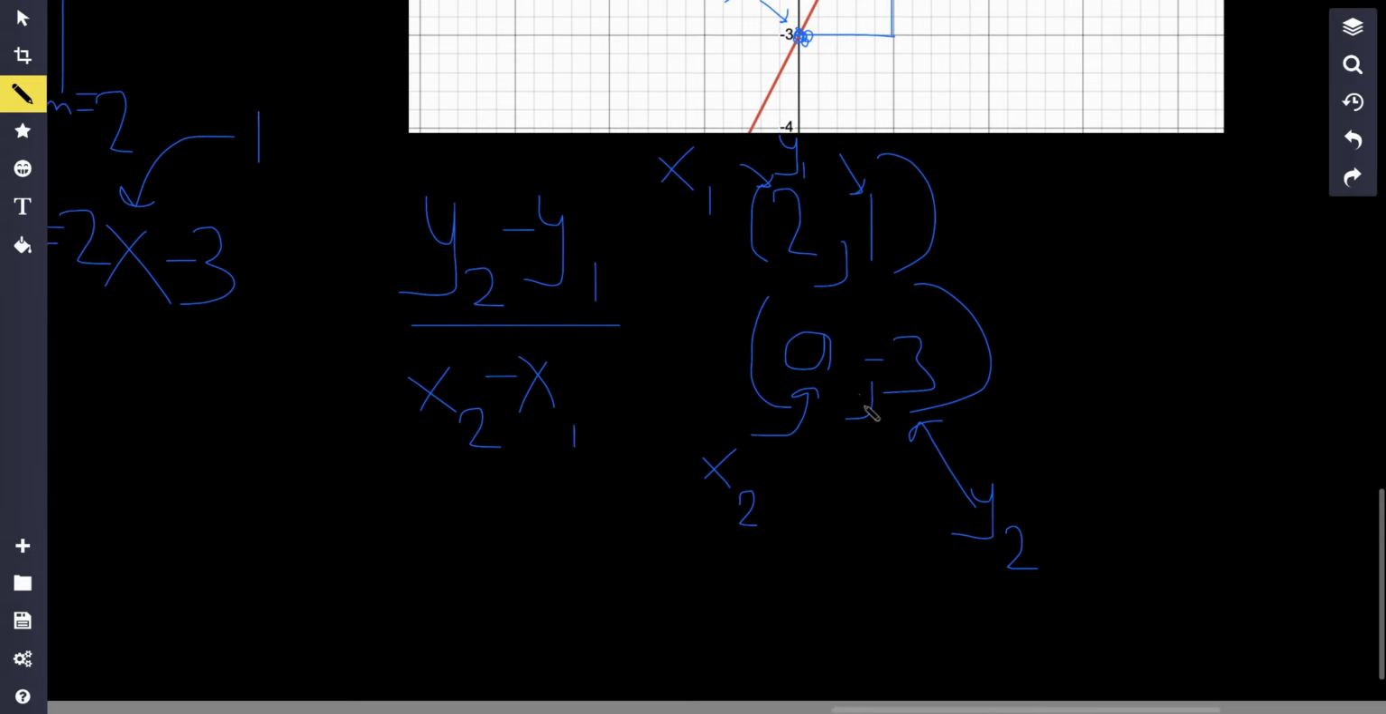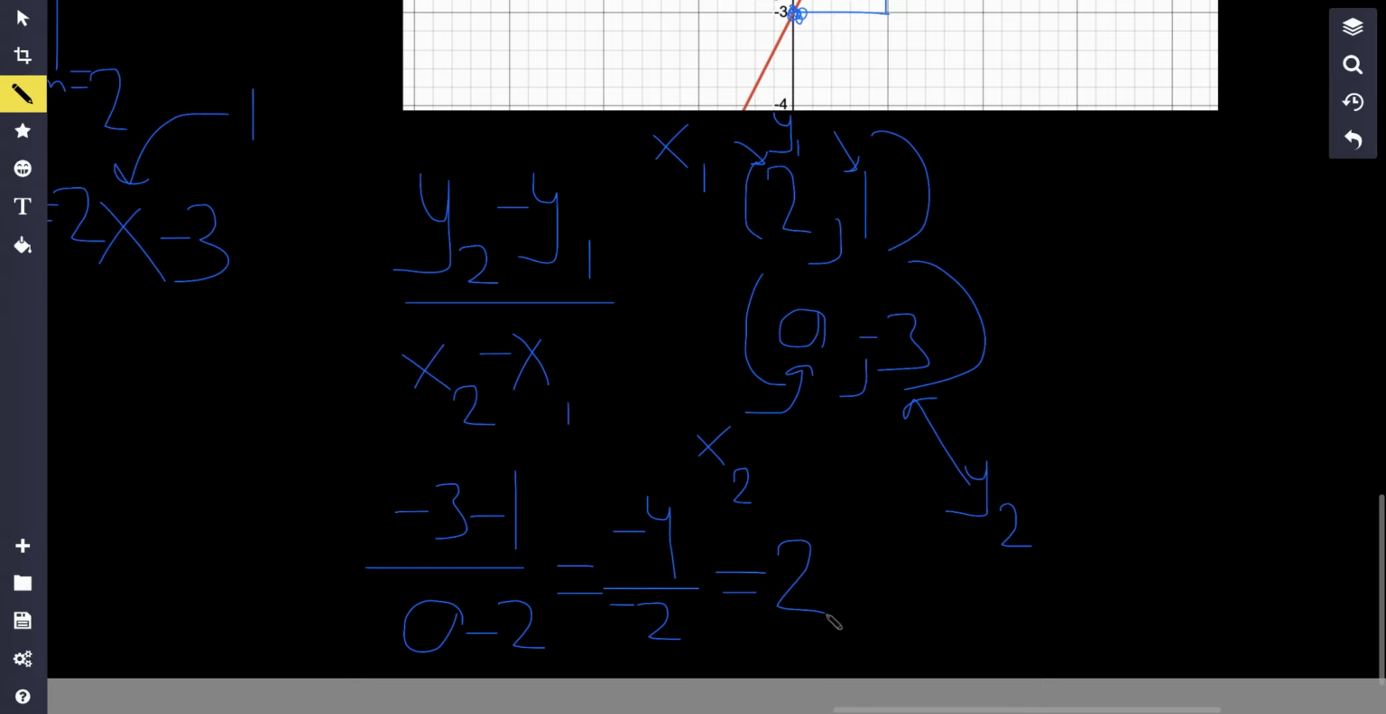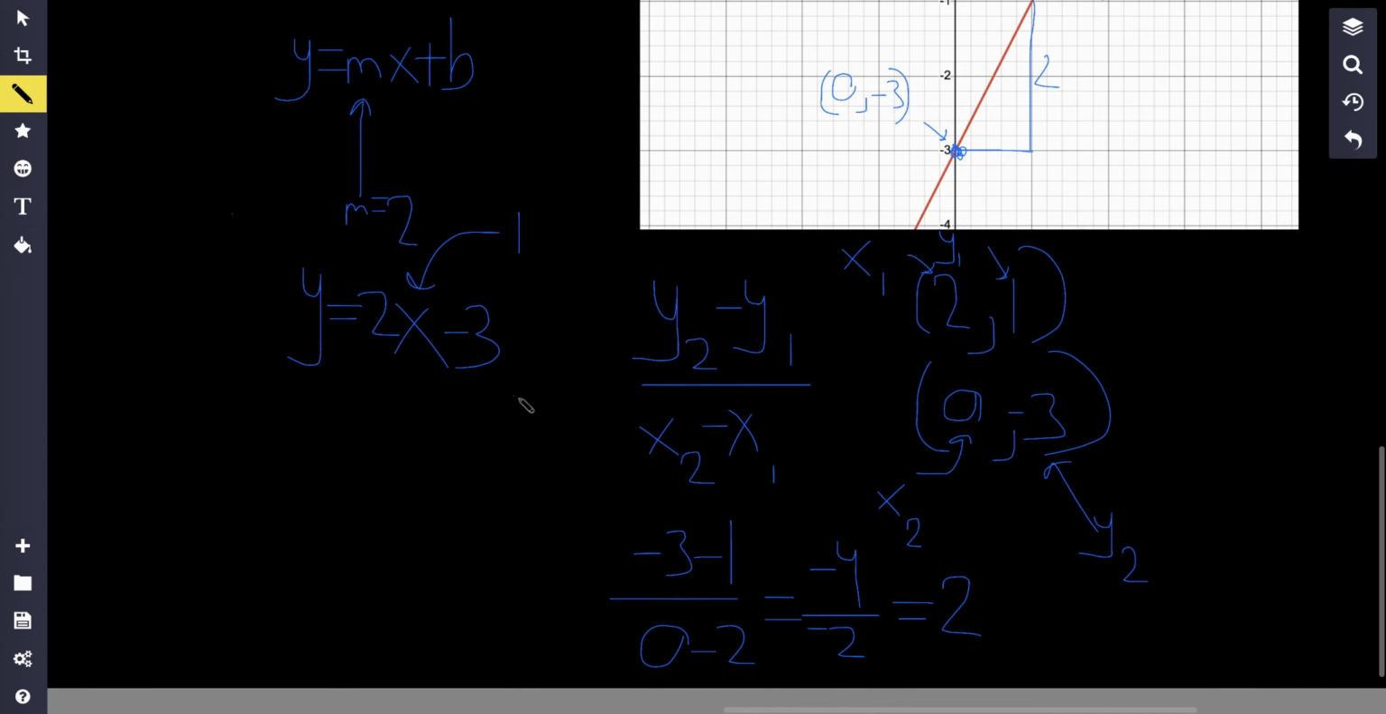When we plug this into the formula, we're going to get y2 minus y1, so negative 3 minus 1, divided by 0 minus 2, right? x2 minus x1, 0 minus 2. It's going to be the difference in our y values divided by the difference in my x values. So negative 3 minus 1 is negative 4. This is going to be negative 2. Negative 4 divided by negative 2 is equal to 2. And there we go. That is going to be our answer.